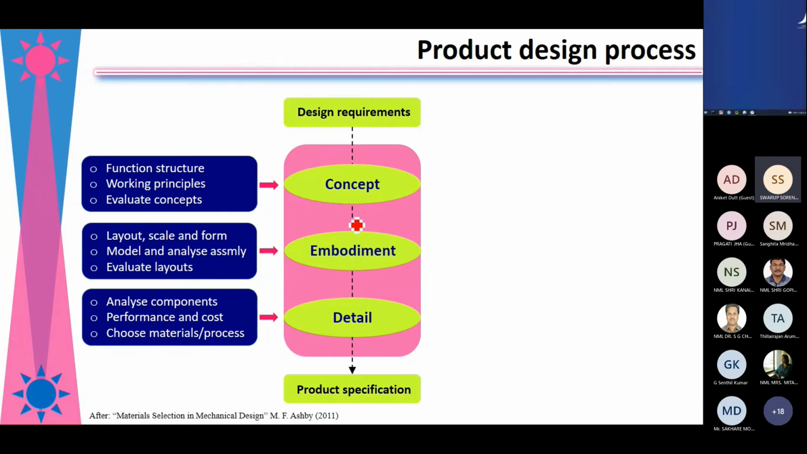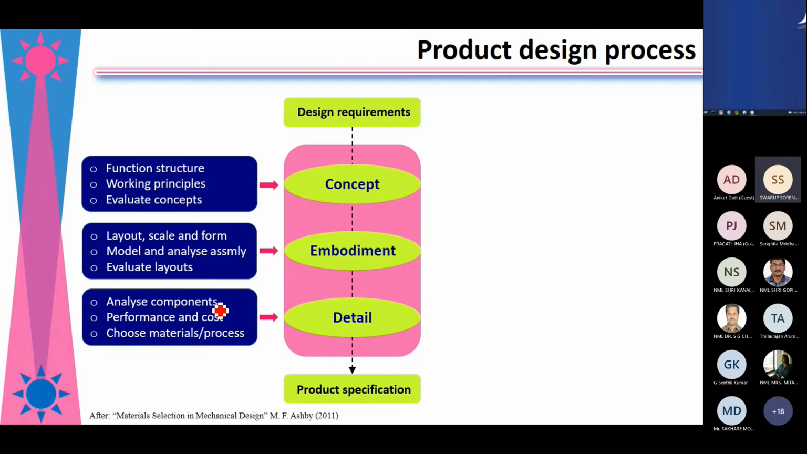And once you do that, then that concept has to be translated to a case where the whole embodiment of the product can be defined, like what is the layout, what is the scale of the product, meaning size, and what kind of product it would be. Then you will model and analyze the assembly. If you have different components, then what will you do? You will use some modeling or analysis platform to try to assemble different components and see how it looks and what the specification would be for this. And then you evaluate that.